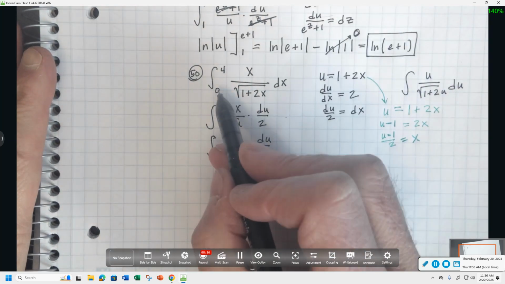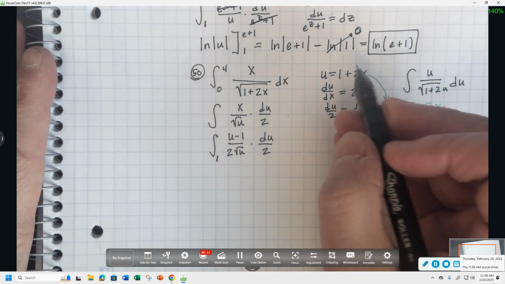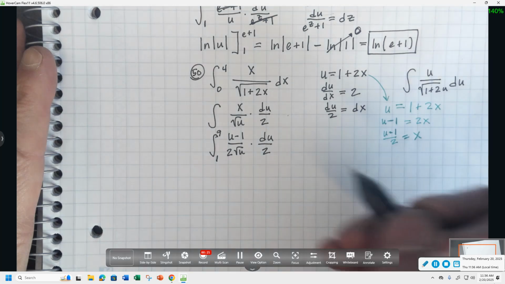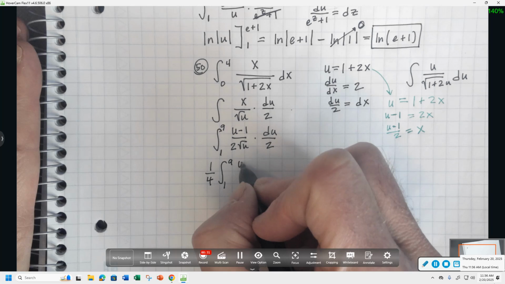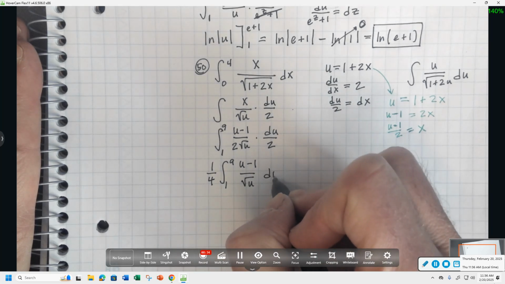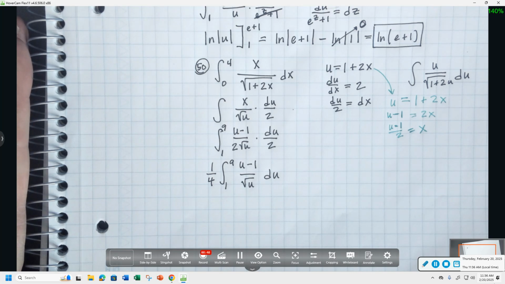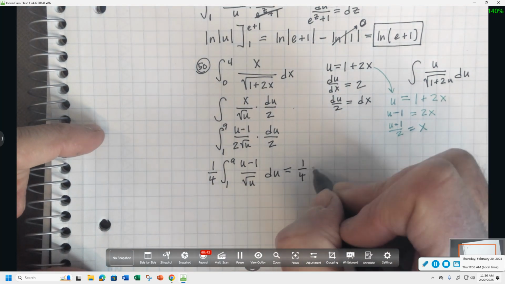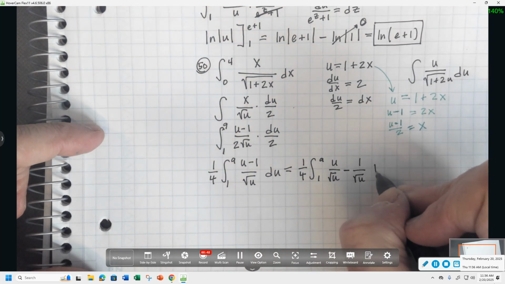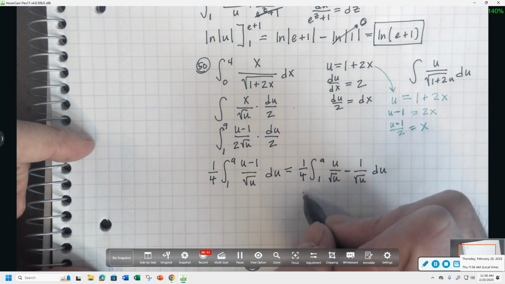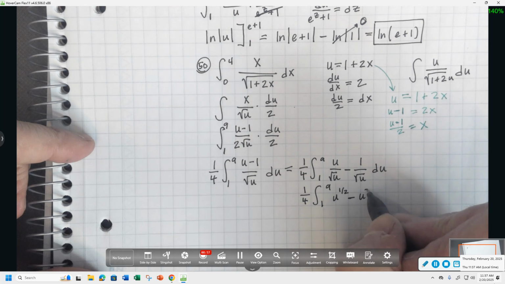Okay. If we change everything to u, we would have to change our limits of integration. That would give me a 1 here and a 9 up here. I've got 1/4 that I can pull out of that integral. Is this an integral that I can do? Yep, but what do I have to do? Split it. So I got 1/4 integral from 1 to 9, u over the square root of u minus 1 over the square root of u du. So this is u to the 1/2, and this is u to the negative 1/2.